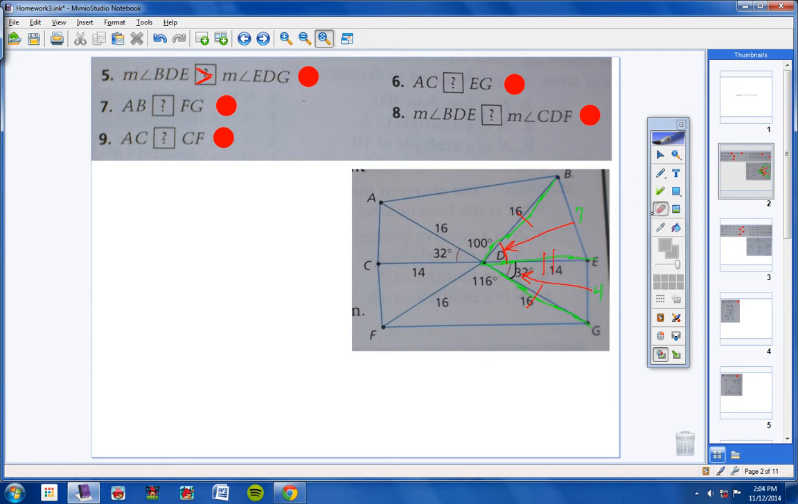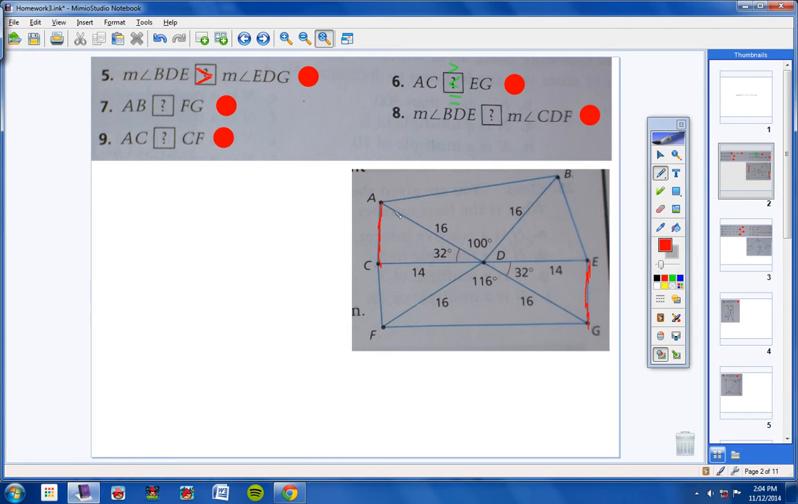All right, moving on to number 6. We're dealing with AC and EG. Where's AC and EG? Here's AC. And here's EG. So what do we know about AC and EG? It's either greater than, less than, or equal to. So here we go. Let's figure this out.